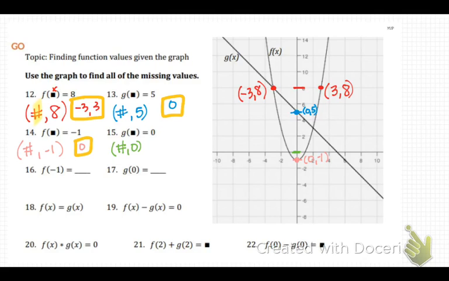G is the line. So I'm going to go over until I hit the graph, which is right here. Do you agree with that? Because when Y is 0, I can move left and right. And this point is right 5, up 0. So what's the x value for number 15? It is 5. If you didn't get that, do you know why this is the answer?